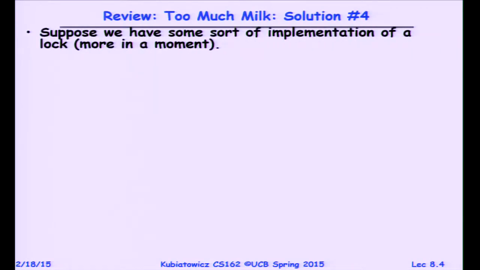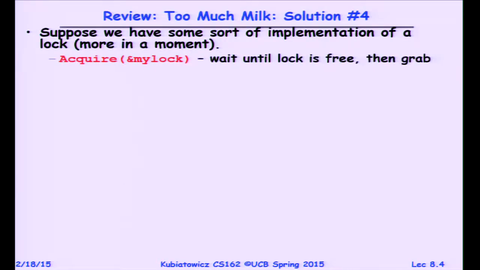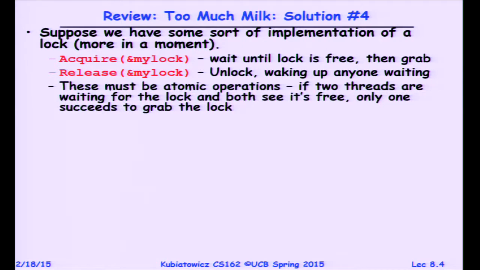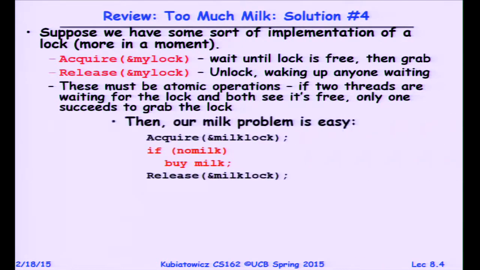And so that led us to this solution, which basically said, well, suppose we have a lock, whatever that is, then we might have an acquire and release. And by the way, since you are all experts in C, I'm using more of a C syntax here, where the address of the lock is being passed into the acquire and the release. And if we had that, we have to make sure that whatever they are, they're atomic.